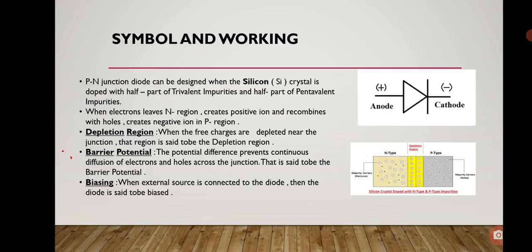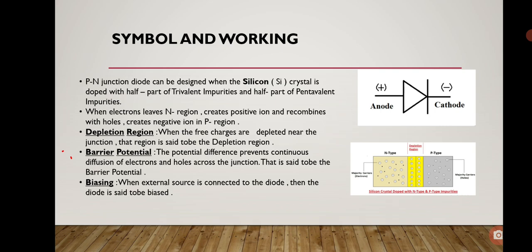This is the symbol on the rightmost part. You can find the symbol of the PN junction diode, and the picture below shows the P type and N type, how the silicon crystal looks internally.